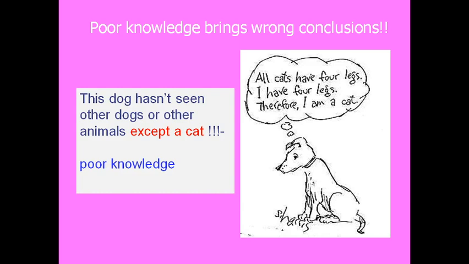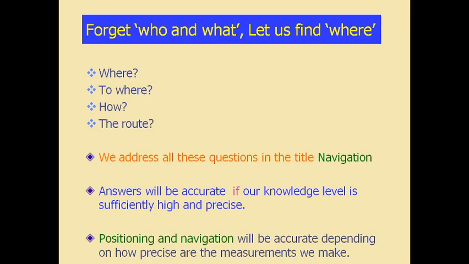So it's a very exaggerated thinking process, a very exaggerated cartoon. But this is the harm or the danger of poor knowledge. That is what this picture tells you. Now look at the next slide. Here, we can just forget who and what. Let us find where. Where, to where, how, and the route. So you are concentrating on only one question word, that is where.